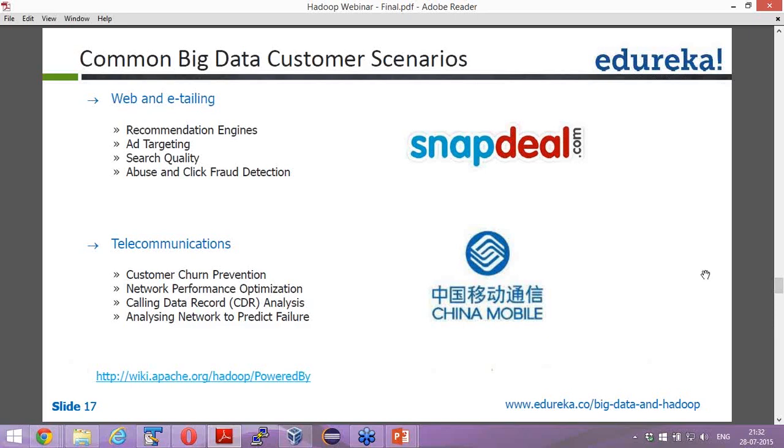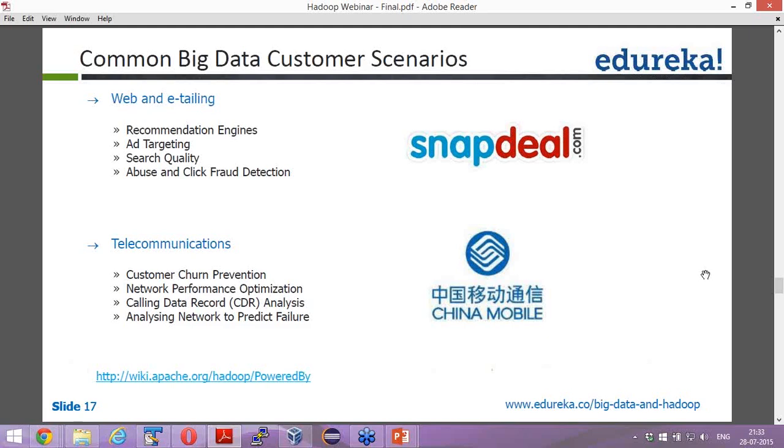Simple example: if I give you 1 million photos and I want to segregate them, all the photos of landscapes, all the photos where you see human faces, all the photos with animals or birds, separately. We can very well do it with a big data system, but we cannot do it with a database. So for example, recommendation engines, ad targeting, search quality, abuse and click fraud detection, everywhere big data can be used. Let me tell you one use case.